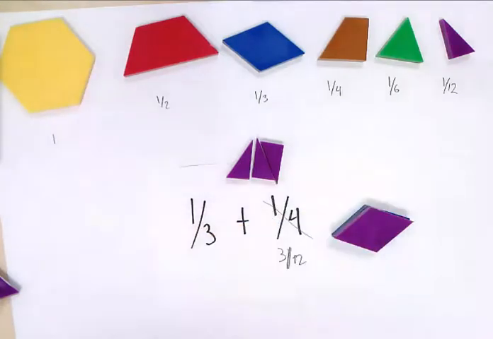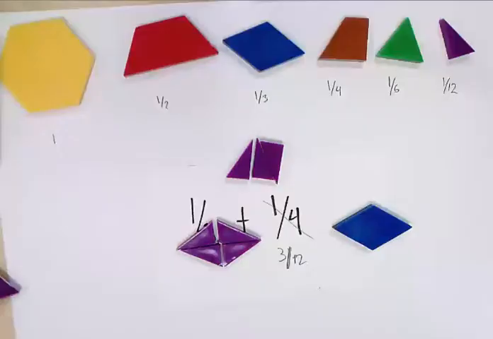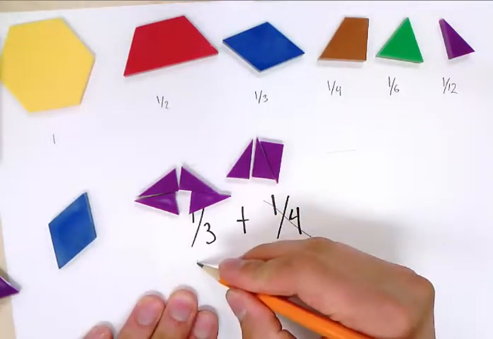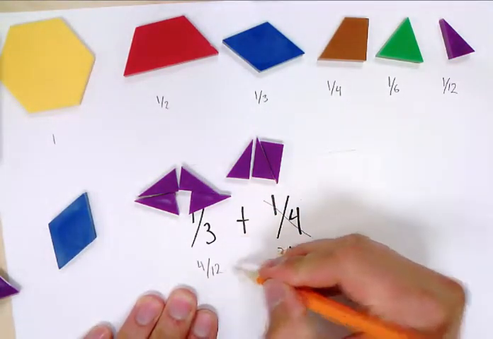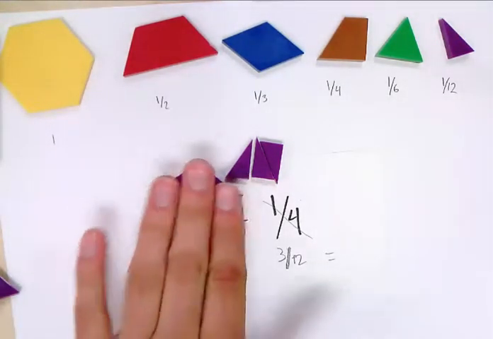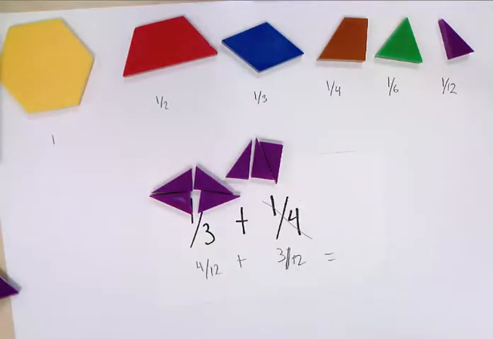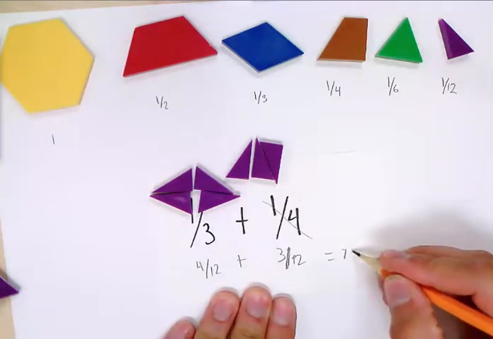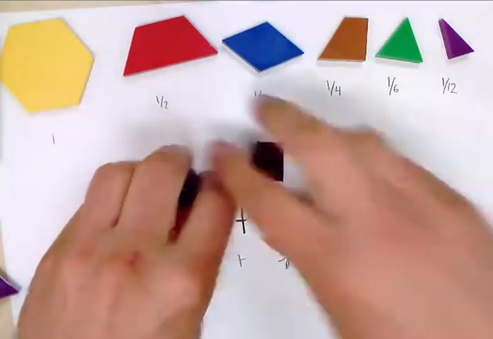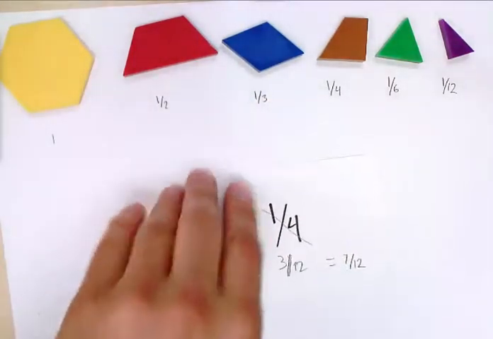Just like that. So altogether, I have 4/12. We're adding these together. Now if I add these together, this is pretty easy to figure out. I'm going to have a total of 7/12. Okay?